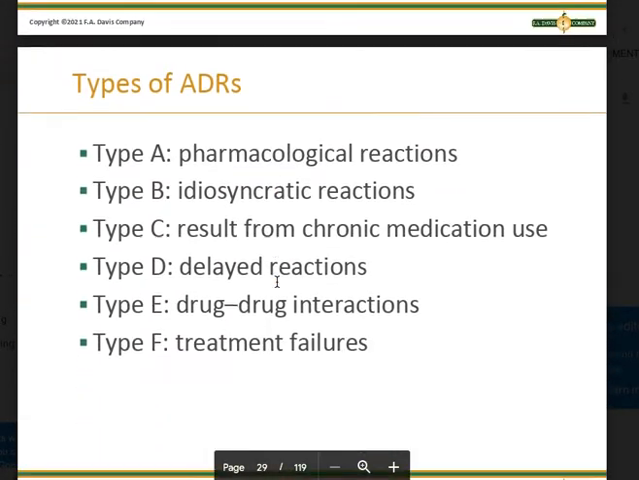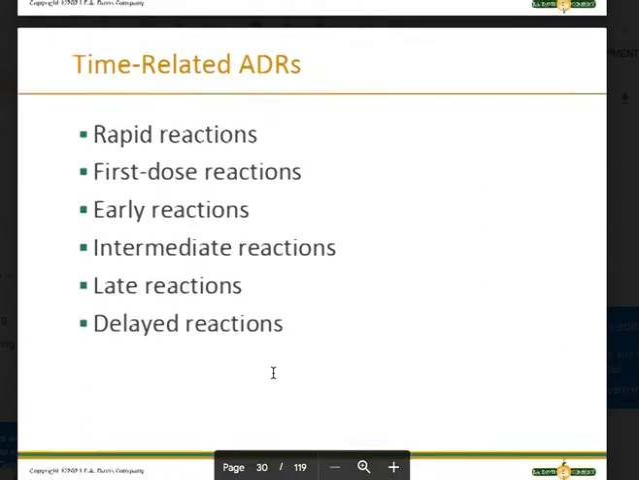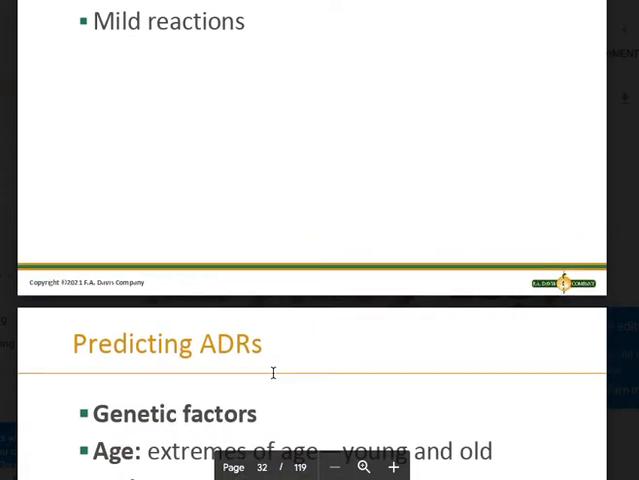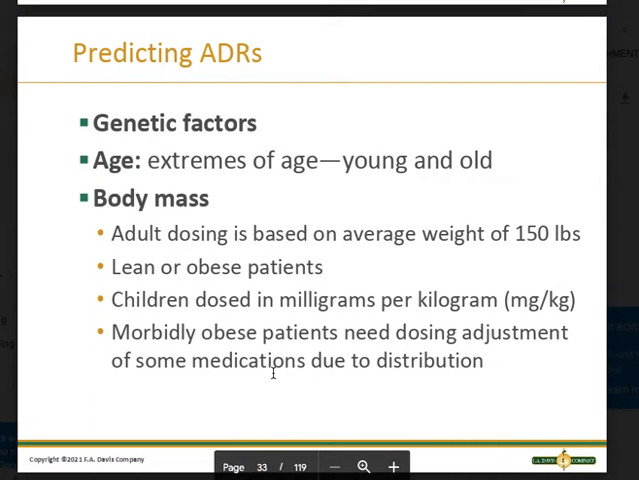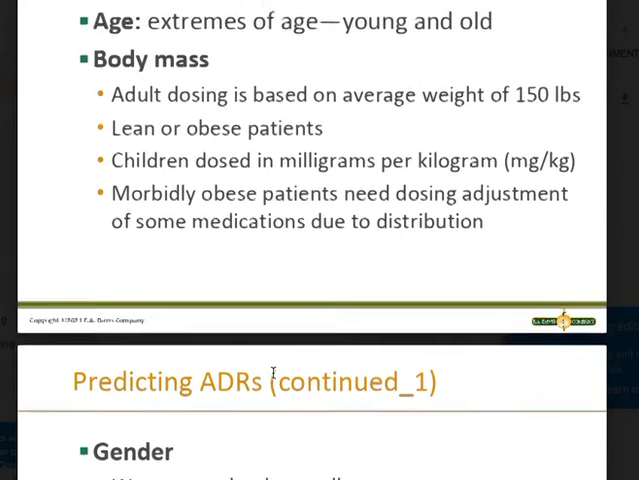A couple other types you can read through. Types of ADRs, you'll have different levels of medication, time-related ones, dose-related ones, different severities. Wherever you work will have some kind of rating system. Usually it's like a 1 to 9 rating system, with 9 being causing death in a patient, and 1 being that it's a known side effect, should have been expected.